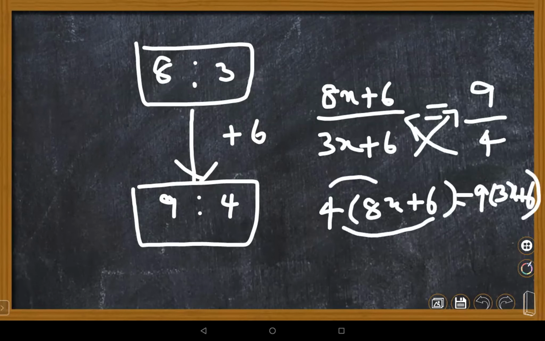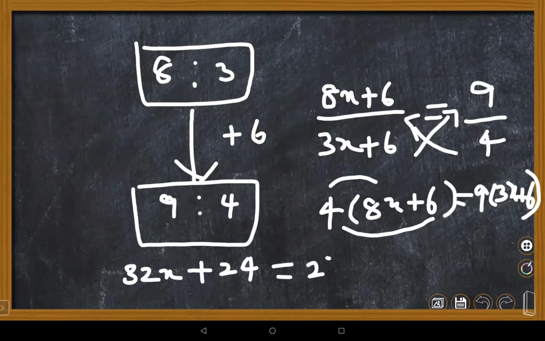Distributive property you can distribute. 8 4s are how much, children? 32. So 32x plus 4 6s are 24, equal to 9 3s are 27x, and 9 6s are 54. So it will be plus 54.